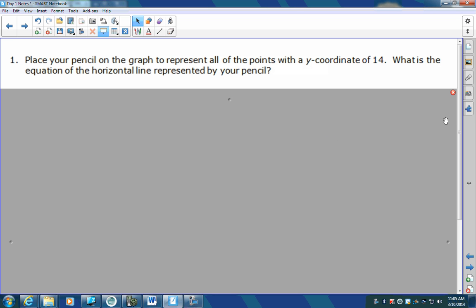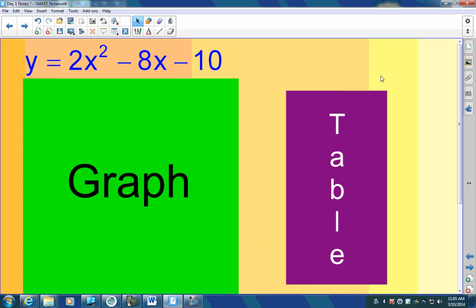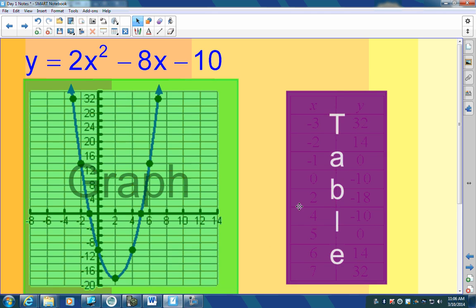All right, the first question says, place your pencil on the graph that represents all the points with a y-coordinate of 14. What is the equation of the horizontal line represented by your pencil? So here's what it's saying. It wants us to go over here. I think this is going to be my problem, is that I'm going to keep doing this.